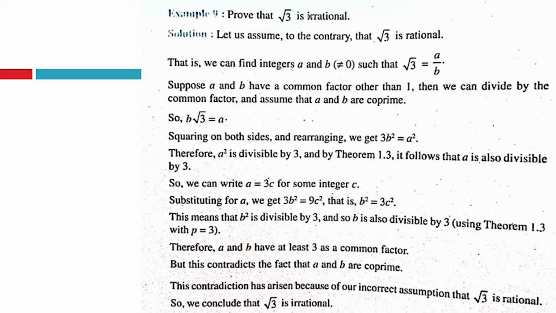This means that b square is divisible by 3, and so b is also divisible by 3, using theorem 1.3 with p equals 3. Therefore, a and b have at least 3 as a common factor, but this contradicts the fact that a and b are co-prime. This contradiction has arisen because of our incorrect assumption that root 3 is rational. So, we conclude that root 3 is irrational.